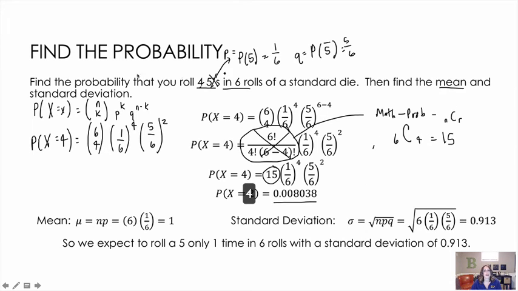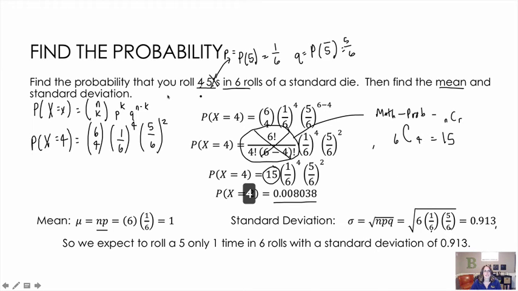Now, what's the mean and the standard deviation? Well, then I'm just using those formulas. So the formula for mean is n times p. n is 6 because there's 6 rolls. p is 1/6 because that's the probability of success. So that's 1. And standard deviation is the square root of npq. So n is 6, probability of success 1/6, failure 5/6, multiplied that all together, took the square root to get 0.913.